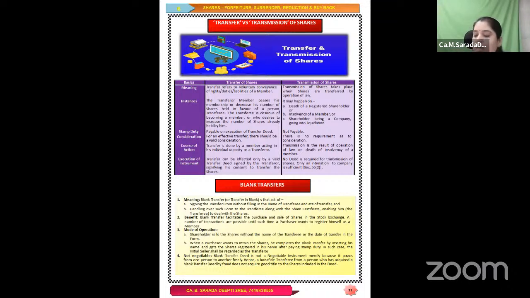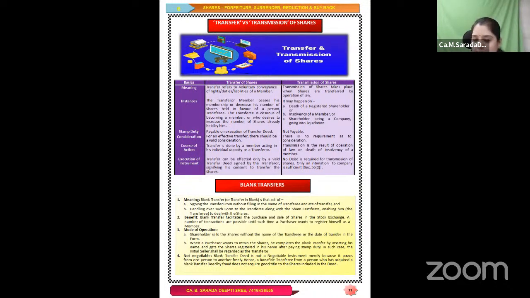Now Z wants to keep the shares with him as a member of the company. What can Z do? Z can take that instrument of transfer form, fill in all his details, give the necessary signatures, pay the necessary stamp duties as required, and file this copy with the company within 60 days after paying the stamp duty, and get the shares registered in his name.